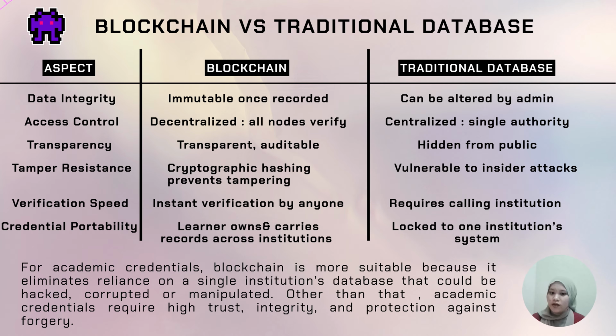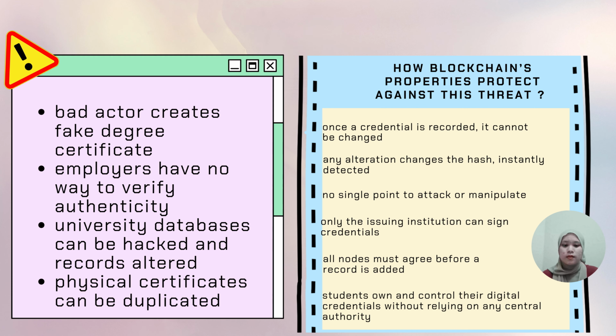In a traditional system, your records are locked to one institution's database. But with blockchain, you as the learner own and carry your records across institutions. You're not dependent on any third party to validate your credentials. So overall, for academic credentials specifically, blockchain is most suitable because it eliminates the over-reliance on a single system that could be hacked, corrupted, or manipulated. And academic credentials require high trust and integrity, which protects against forgery.